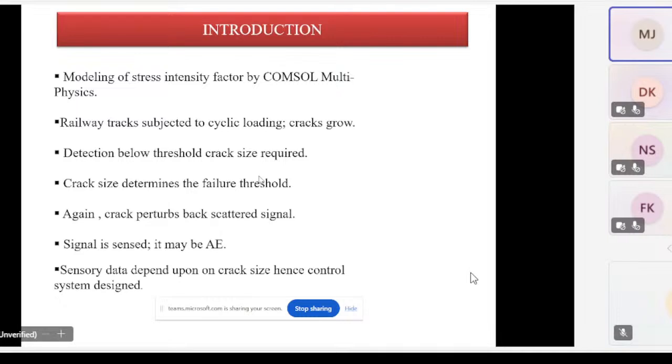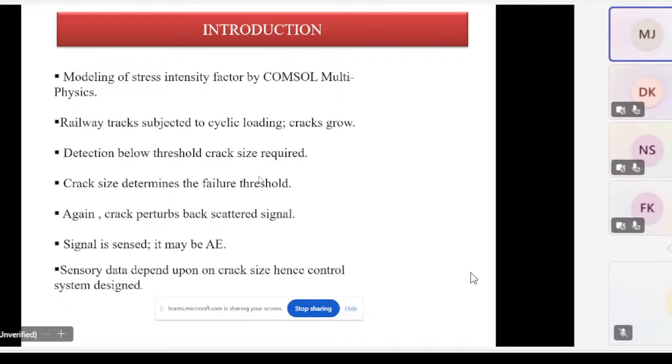What is our case study? If you look at the scenario of railway casualties, you will find that more than 80% originate from track defects, such as cracking in the tracks. The essentiality of this kind of modeling and simulation is to know the behavior of crack propagation during the operation of the railway track.